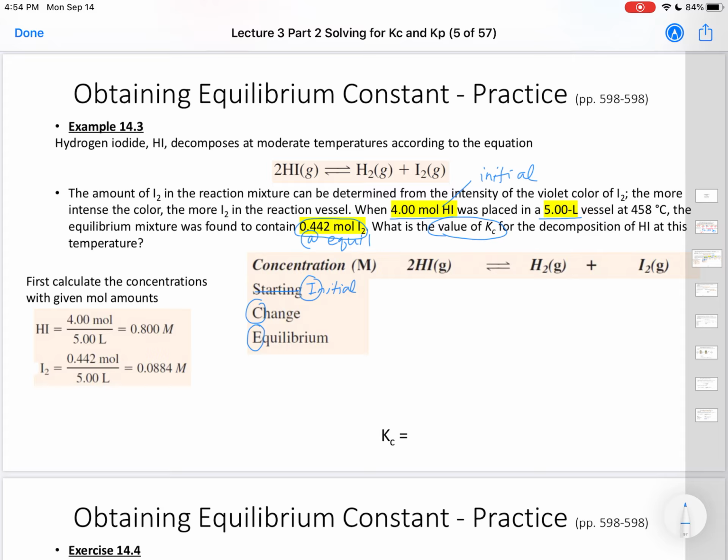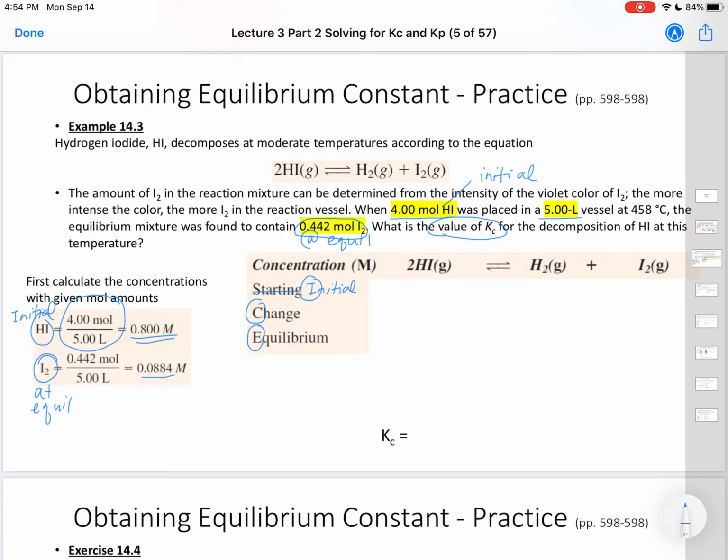At the beginning, we have 4 moles, and it's in a 5-liter flask. So the concentration or the molarity of HI is 4 moles divided by 5 liters. That comes out to 0.800 molar. Then at equilibrium, this is at equilibrium, this is initial, you have 4.442 moles, and again, it's still in that 5-liter flask, so you get 0.0884 moles per liter, or molarity.